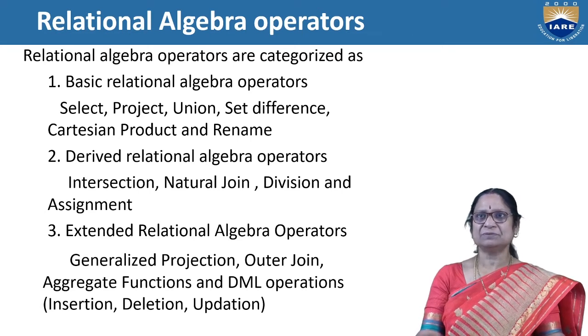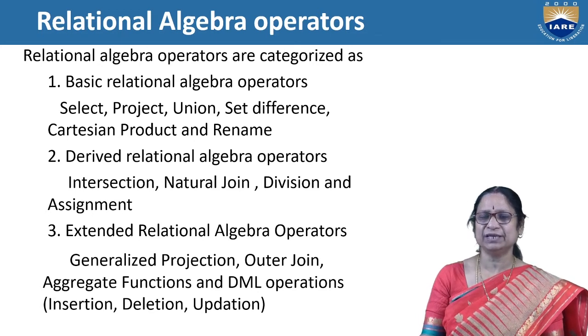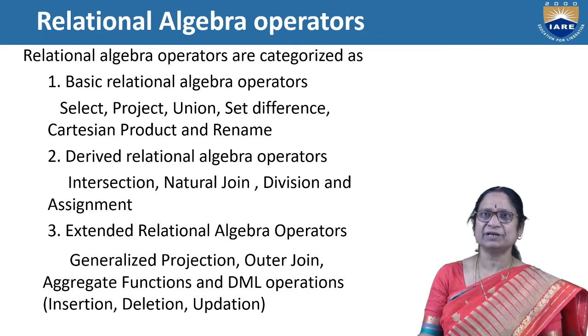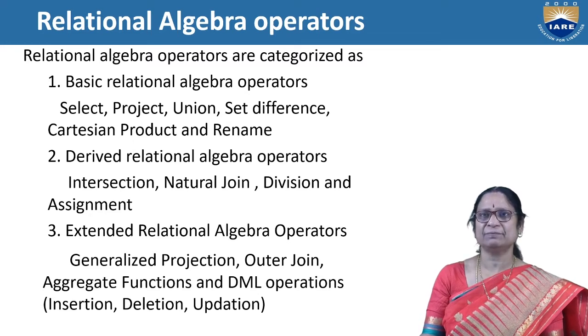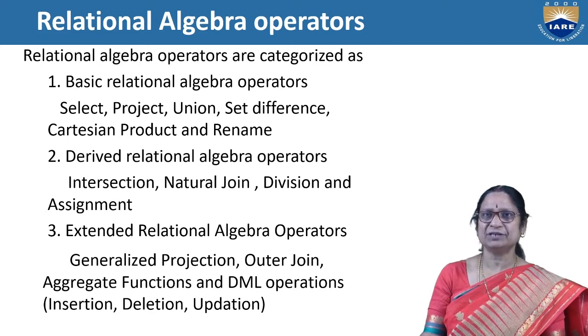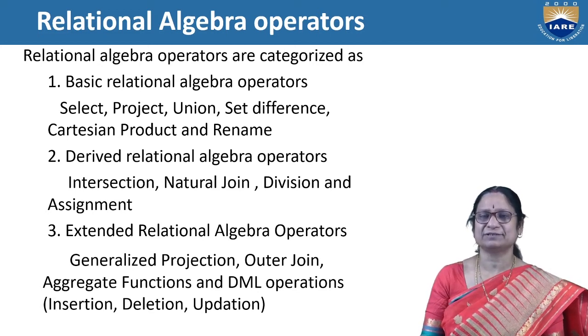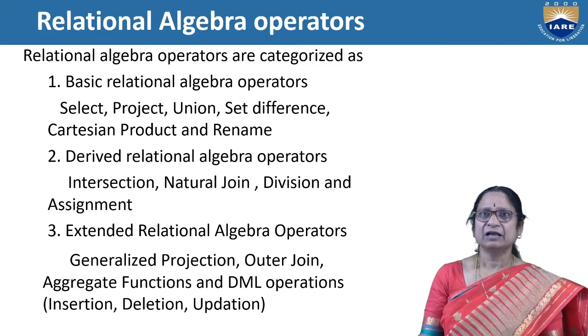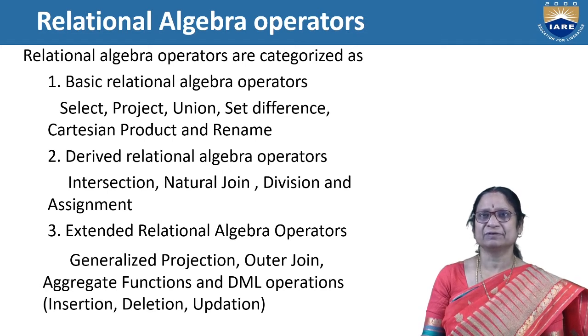The basic relational algebra operators we already discussed are select, project, union, set difference, Cartesian product, and rename operators. Among these, select and project are unary operators. Rename is also considered a unary operator. Union, set difference, and Cartesian product are binary operators. Based on these six operators, some more operators we will define.